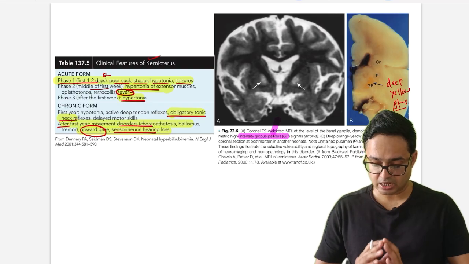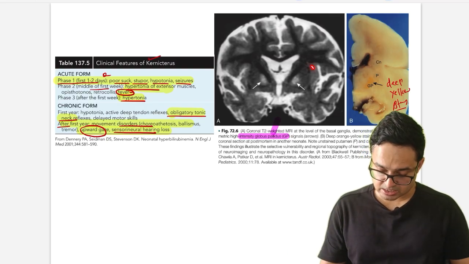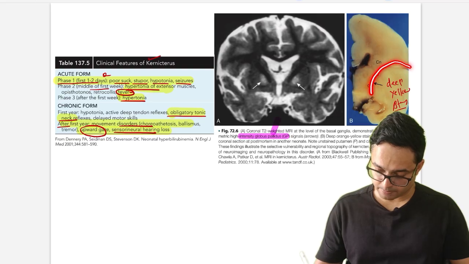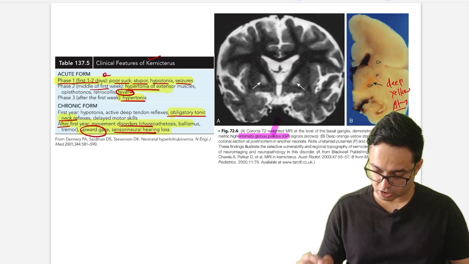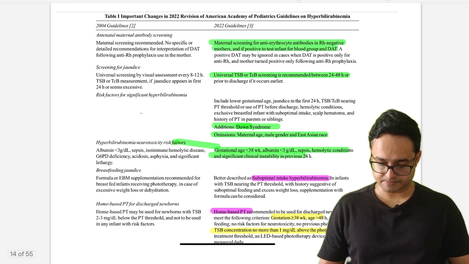Very much important. Okay, so this is an MRI image which is suggestive of high intensity in globus pallidus in case of kernicterus. If we do the post-mortem section or brain section of this, deep yellow staining is seen in globus pallidus. These both images can be asked.